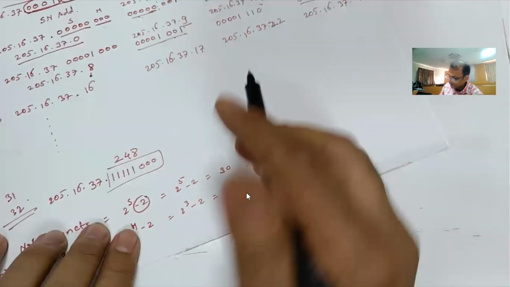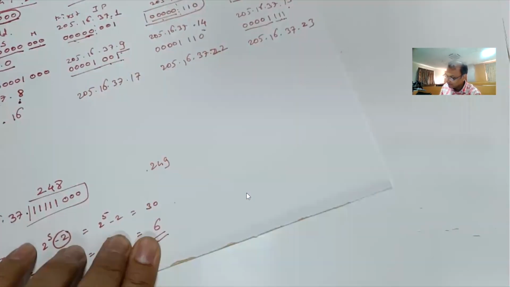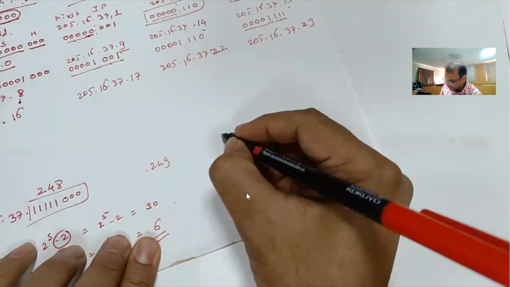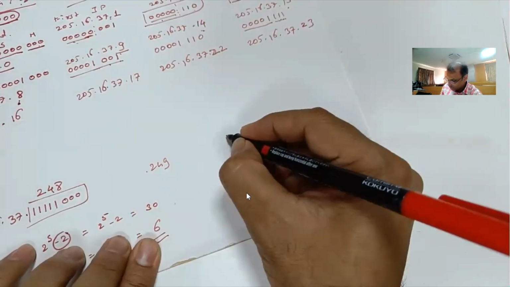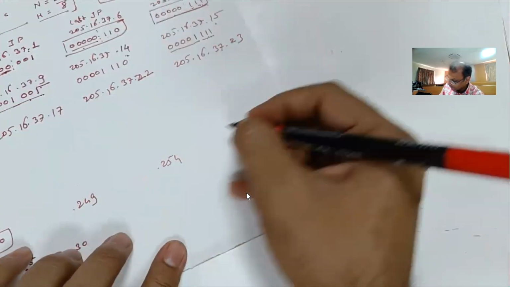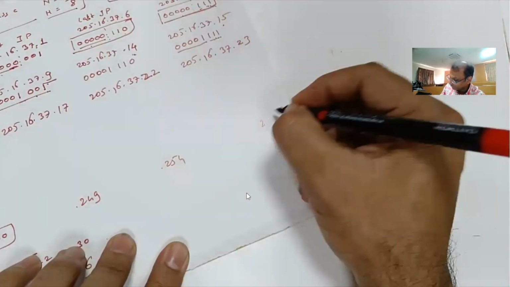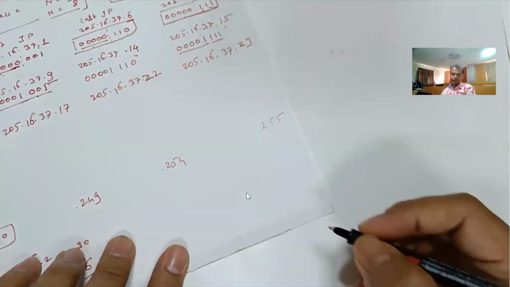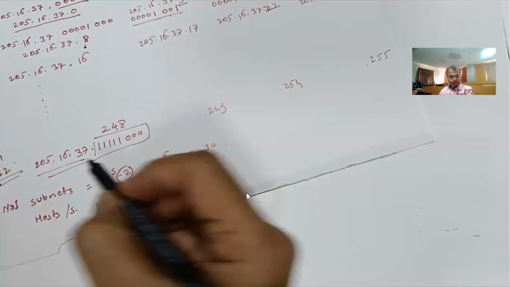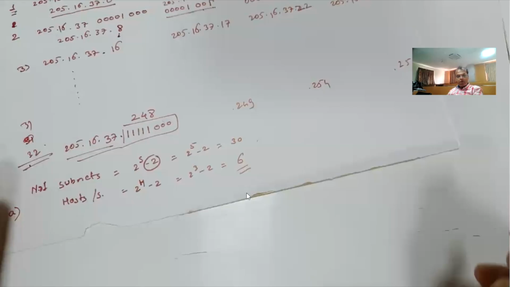Obviously the first IP address is 249. Then the last IP address will be 254, and the broadcast IP address for this subnet is 255. The first three octets are the same. And similarly, find out the 31st group.